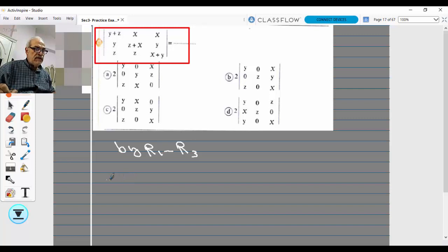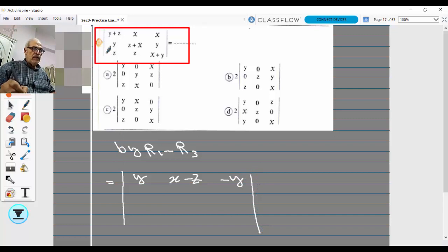So we have another determinant in this form: y plus z minus z equals y, x minus z, x minus x plus y. So we have negative y, and we write r2 and r3 without any change: y, z plus x, y; z, z, x plus y.